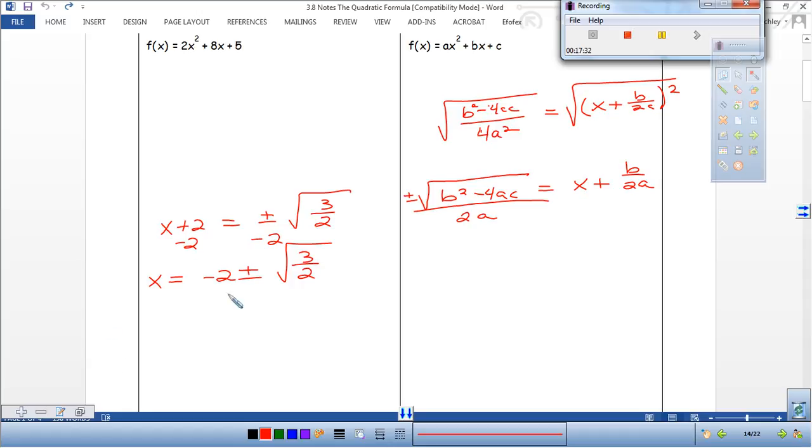So let's apply that same process to this side. So what am I going to have to do over here? Very good. Subtract that b over 2a. Okay, so that's going to give me x equals. They both have a common denominator of 2a, so I can just stick them all over 2a. So it's going to give me negative b plus or minus the square root of b squared minus 4ac all over 2a.